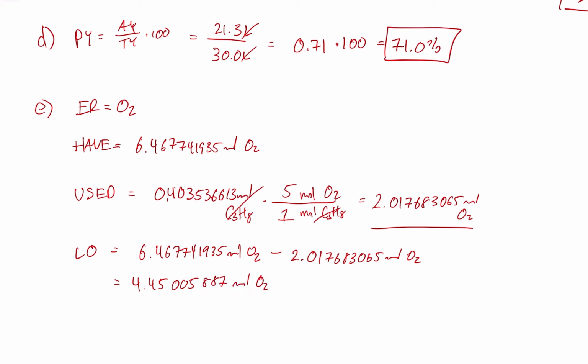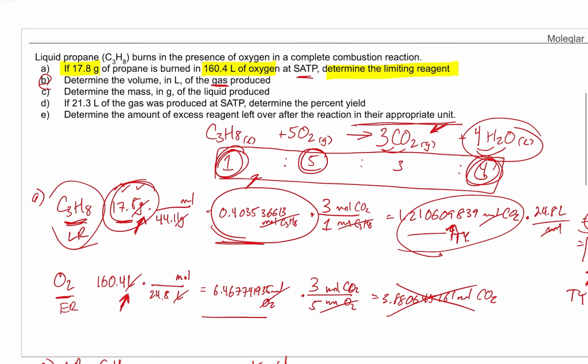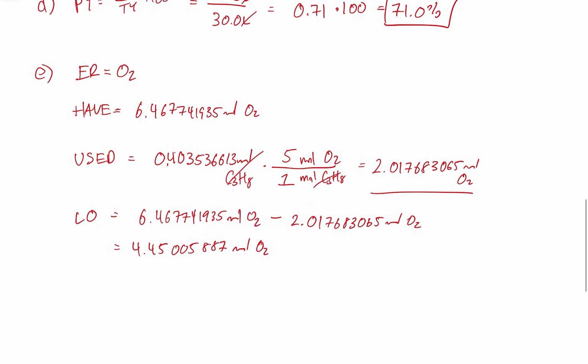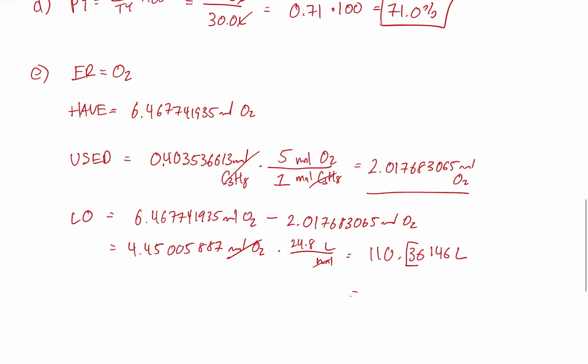And again, now we want to express it into its appropriate unit, and so that is going to be liters. And again, all of this is done at SATP. So we're just going to use the molar volume at SATP, which again, we want to get rid of moles and liters, and that's going to be 24.8 liters per mole. So our moles will cancel out, and we will get 110.36146 liters. Again, we had everything in 3 significant figures. Now, we can't round that up to 111. So what we're going to do is we're going to have 110 with a decimal, nothing after that decimal, liters, because this will show that that 0 is significant. So this is how much we have left over after the reaction.